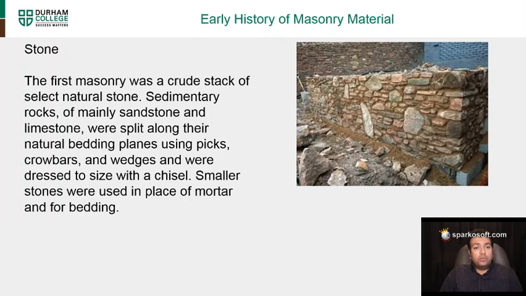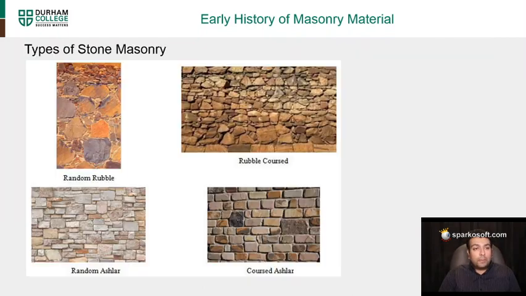The stone material. The first masonry was a crude stack of select stone. Sedimentary rocks of mainly sandstone and limestone were split along their natural bedding planes using picks, crowbars, and wedges, and were dressed to size with a chisel. Smaller stones were used in place of mortar and for bedding. So mortar is the material that's used to combine two pieces of rock.